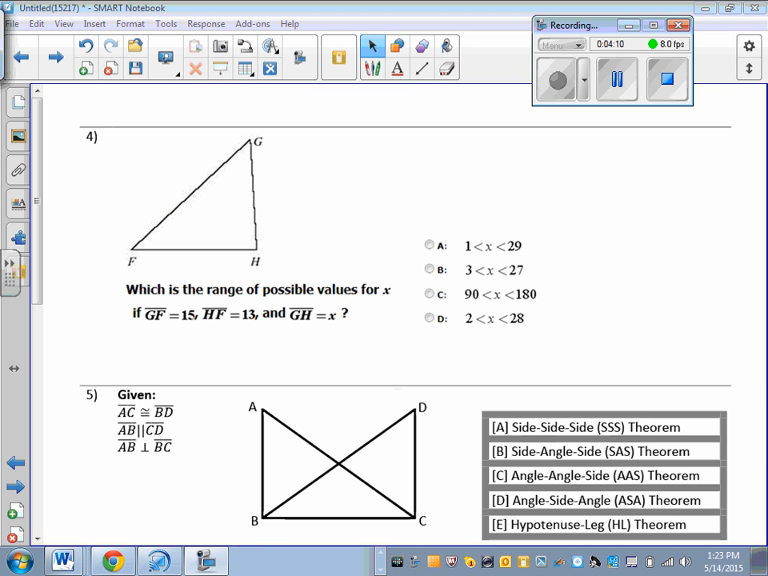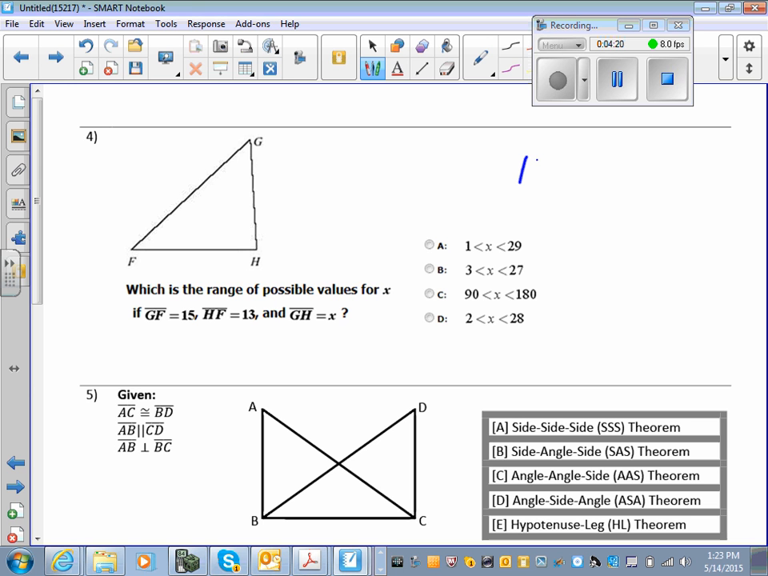So this is the same thing as number 3. So what do I need to do to find the range? We add and subtract, right? So 15 plus 13 and 15 minus 13. So which range has 15 plus 13 and 15 minus 13? A. What is 15 plus 13? 28. 15 minus 13 is 2. So it's going to be between 2 and 28. That's how we get those numbers, because you got to add and subtract.